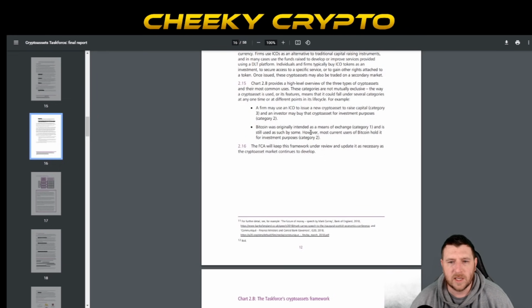Bitcoin was originally intended as a means of exchange, category 1, and is still used as such by some. However, most current users of Bitcoin hold it for investment purposes, category 2. The FCA will keep this framework under review and update if necessary as the crypto asset market continues to develop.